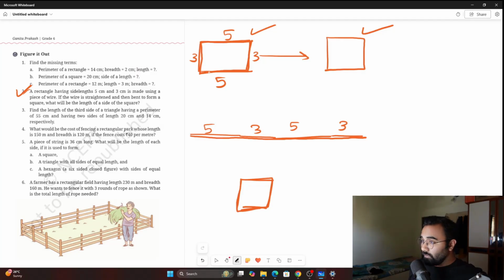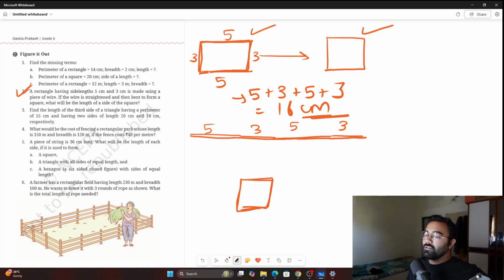So let's first find out the perimeter. What is the perimeter of the rectangle? That is 5 plus 3 plus 5 plus 3. So it gives you 8 plus 8, that is 16 centimeter. This is the perimeter of the rectangle. Now the same perimeter is the perimeter of the square as well, because हमने इसमें से इसको बनाया है from rectangle to square. But the property of the square is that all the sides are always equal.